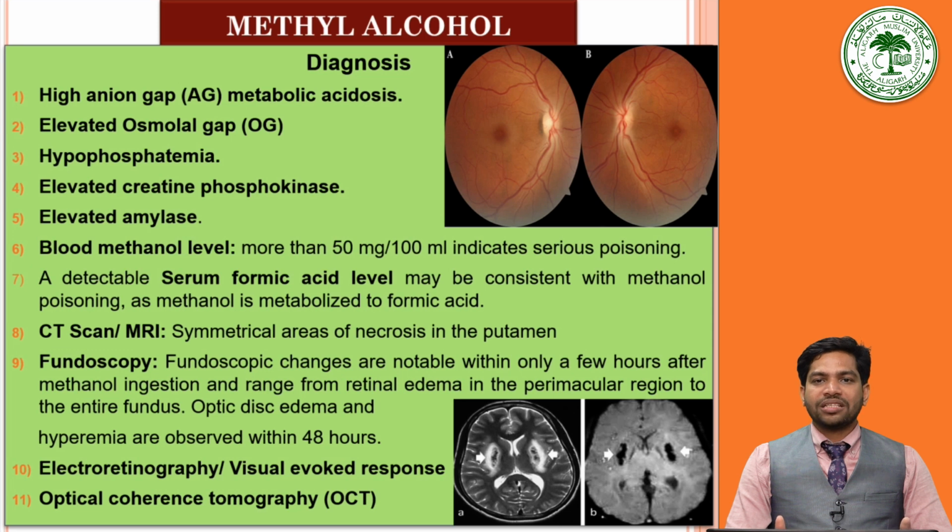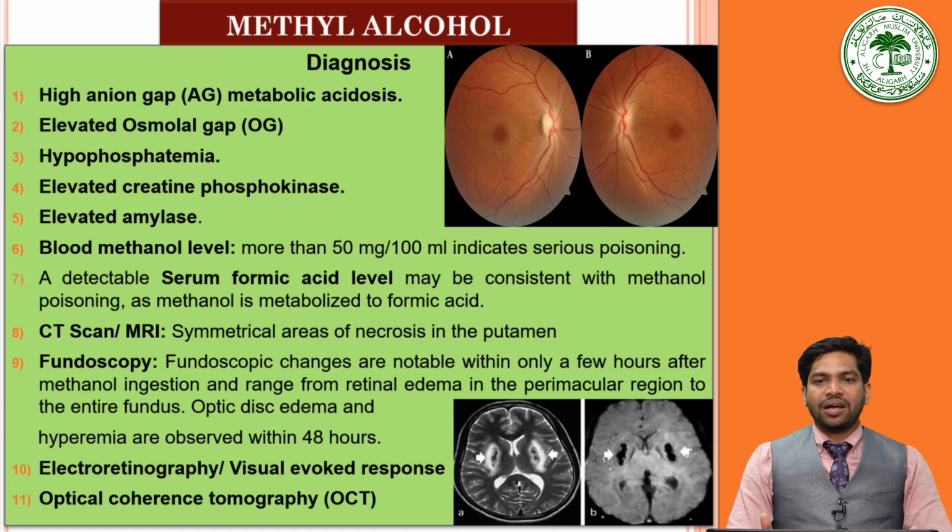These all may be measured through blood testing. Then the blood methanol level is the important point. A level of more than 50 mg per 100 ml indicates serious poisoning. Also, a detectable serum formic acid level may be consistent with methanol poisoning, as methanol is metabolized to formic acid. CT scan and MRI may show symmetrical areas of necrosis in the putamen of the brain.